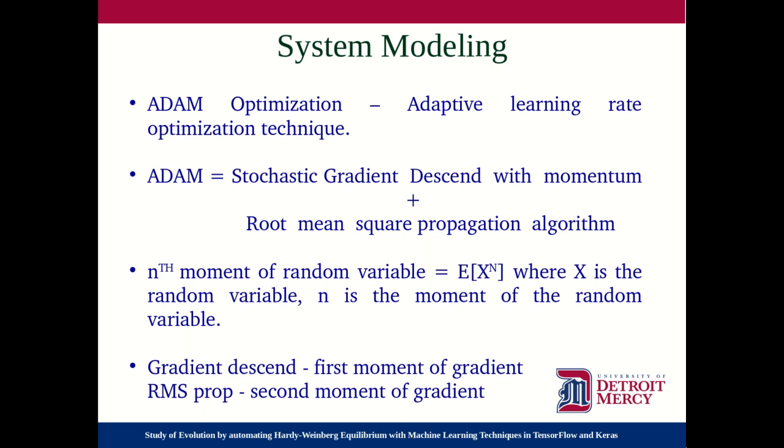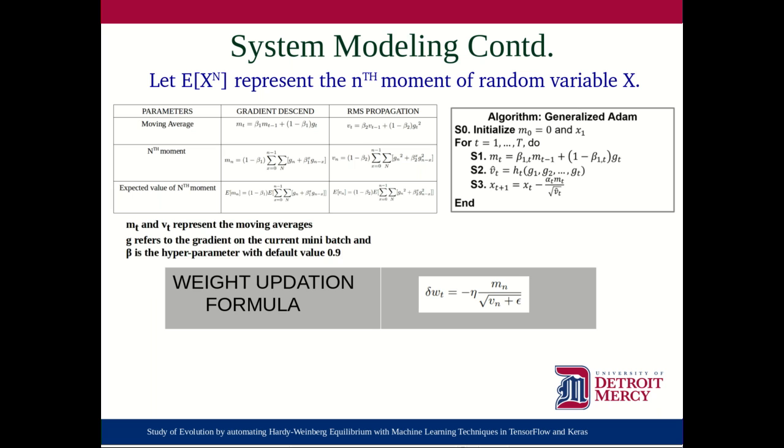The system is modeled using the Adam optimization technique that stands for Adaptive Moment Estimation, an adaptive learning rate optimization. The model combines stochastic gradient descent with momentum and the root mean square propagation algorithm. The gradient descent method considers the first moment of gradient to find the moving averages, whereas RMS propagation uses the second moment of gradient to estimate moving averages. For a random variable x, the expectation of x to the power n represents the nth moment of x.